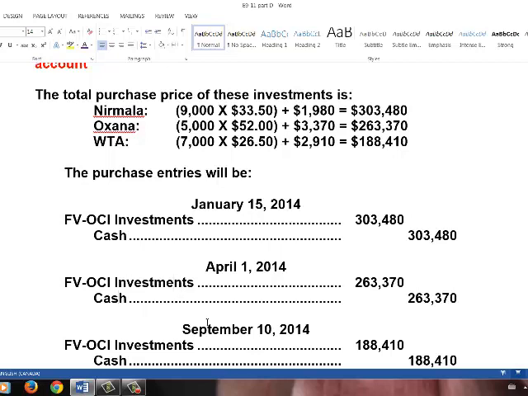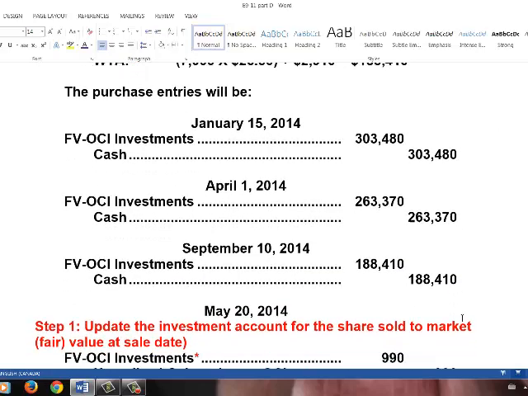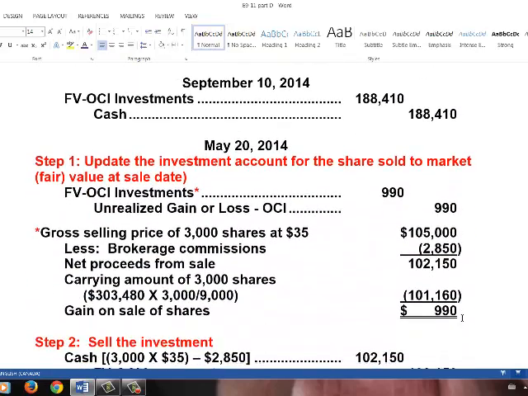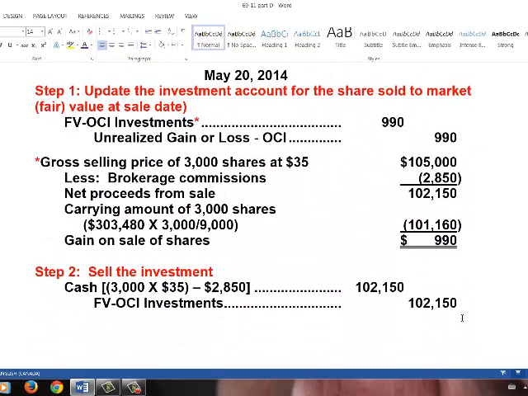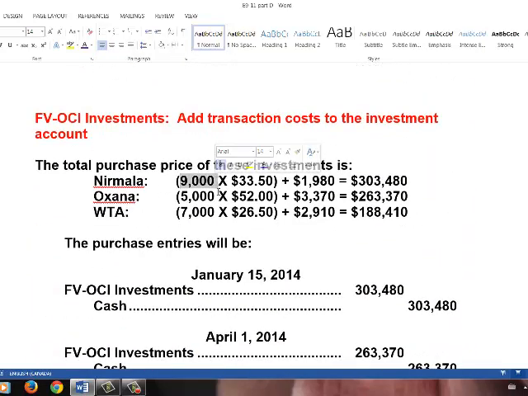for the same amount. And again on September the 10th, that's when we bought the WTA shares, we will debit the fair value through OCI investments for the amount that we paid, which is $188,410, and credit cash for that amount. Now we get to May the 20th. Now on May the 20th, we decided that we would sell part of the Nirmala shares. We are going to sell 3,000 of the 9,000 Nirmala shares that we bought earlier in the year, January 15th.